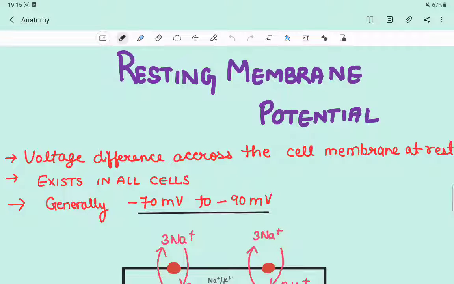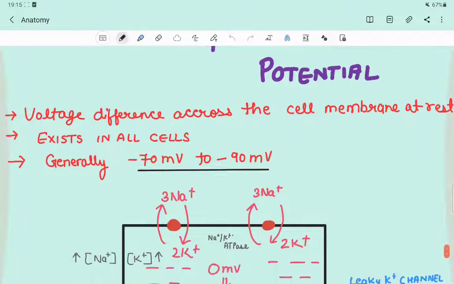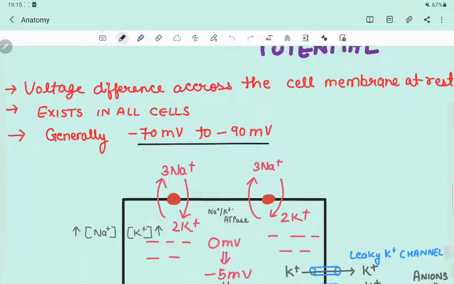Resting membrane potential means the voltage difference across the cell membrane in resting condition. It exists in all cells, not only in the neural cell, but in all of the cells of the human body. Generally, the standard value of the resting membrane potential is minus 70 millivolts to minus 90 millivolts. So this you have to remember, the general value of the resting membrane potential.